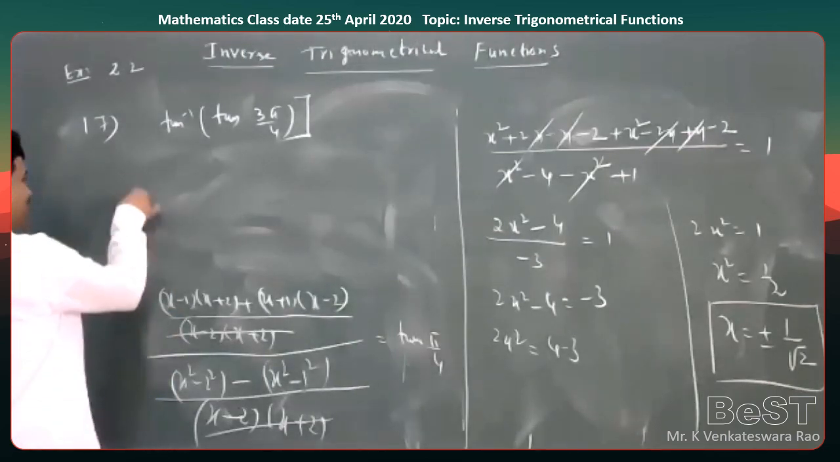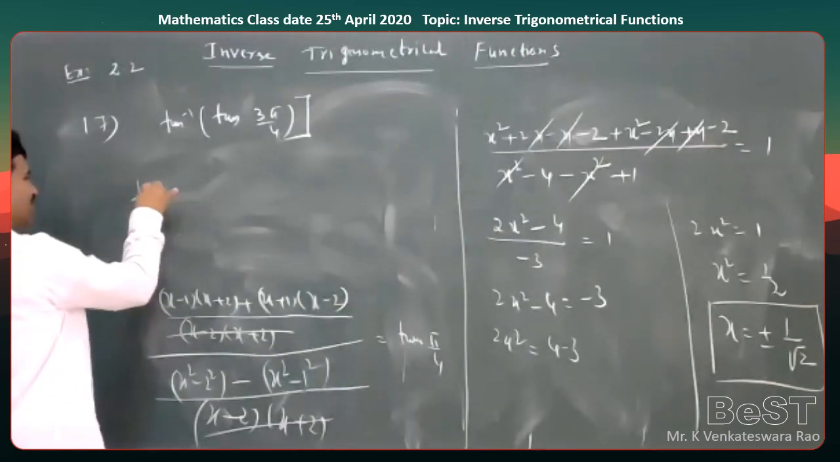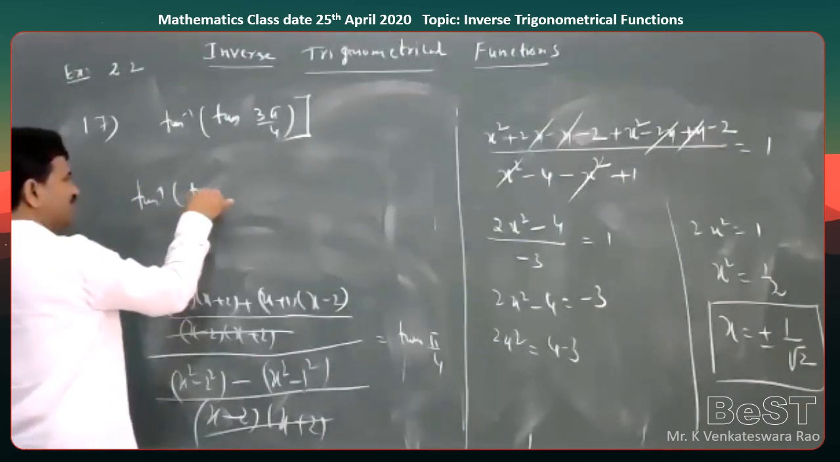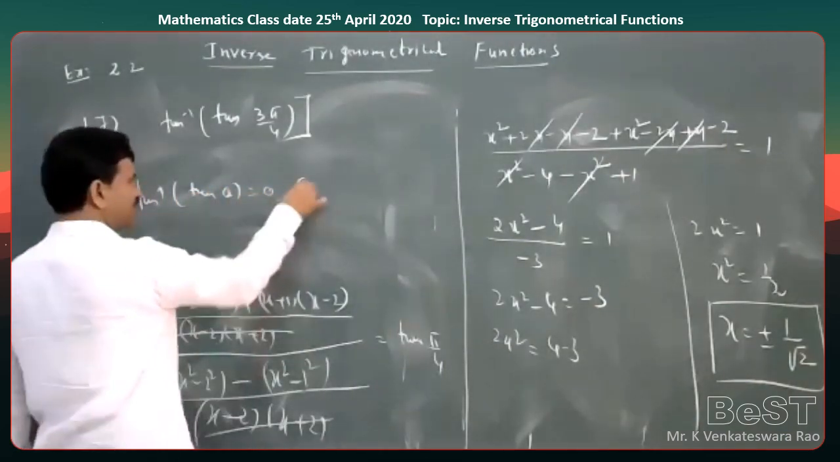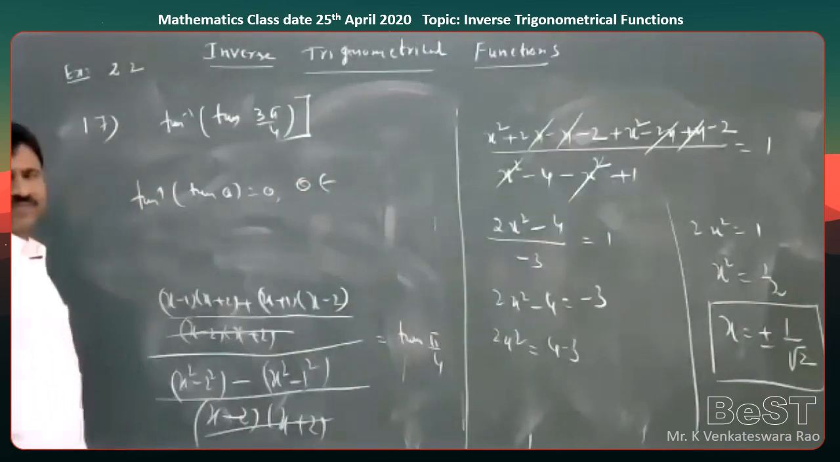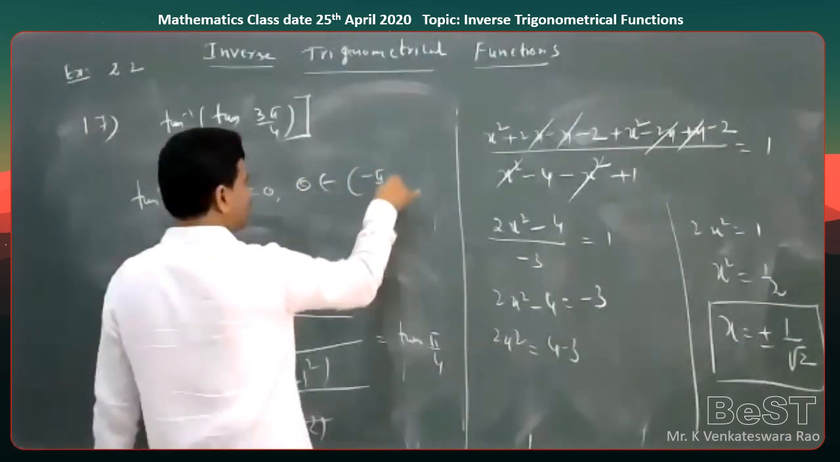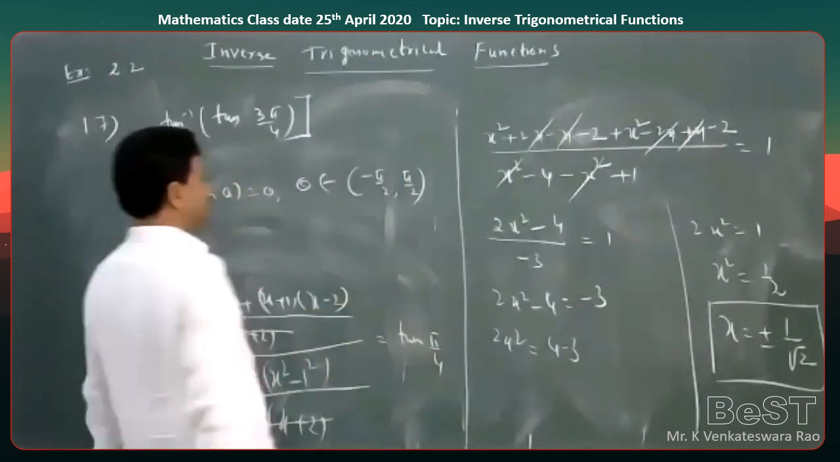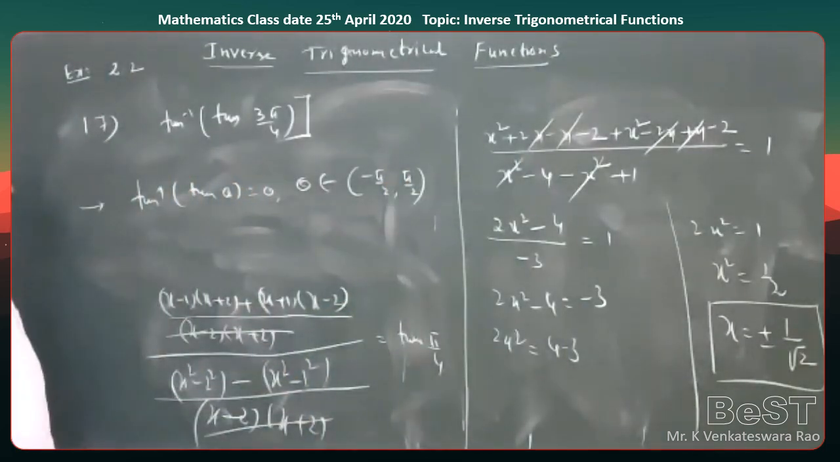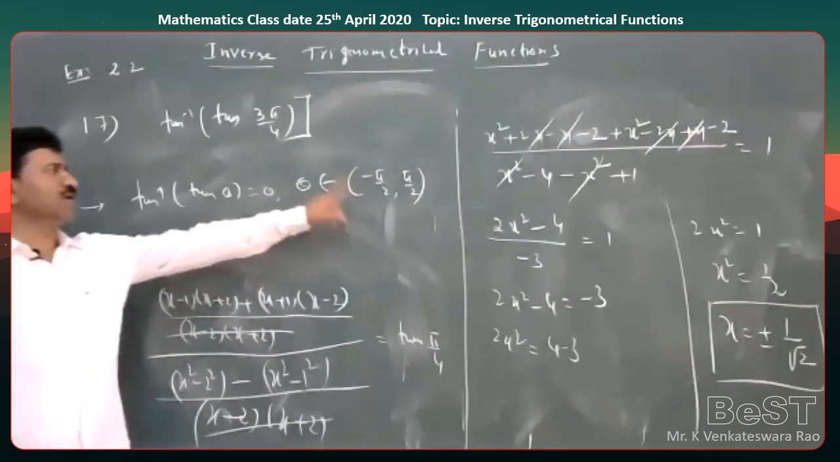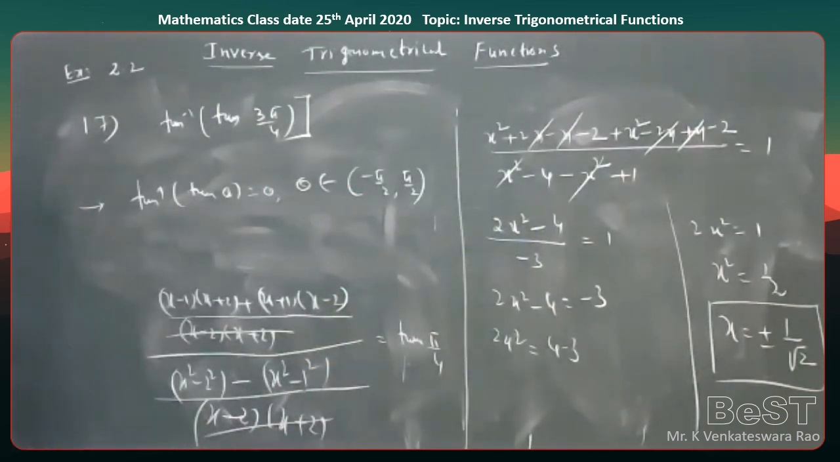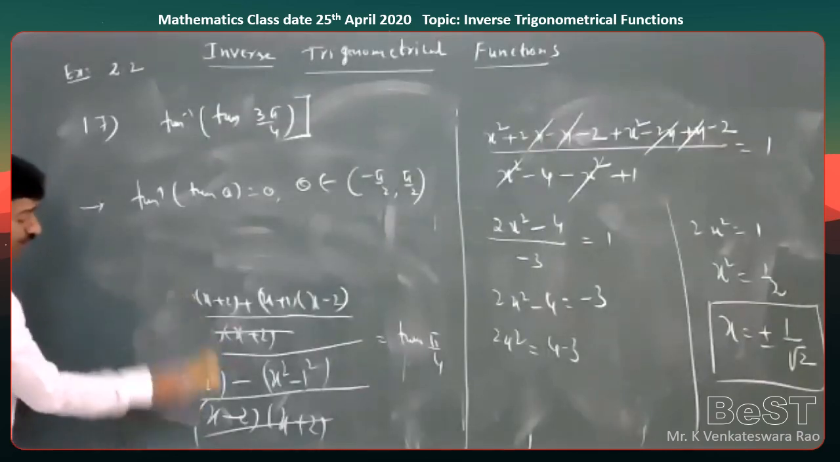Note the formula. Tan inverse of tan theta is equal to theta, compulsory theta belongs to the open interval minus pi by 2 to plus pi by 2. Hold on, first this formula: tan inverse of tan theta is equal to theta. Theta belongs to only minus pi by 2 to plus pi by 2. Then only it is possible.